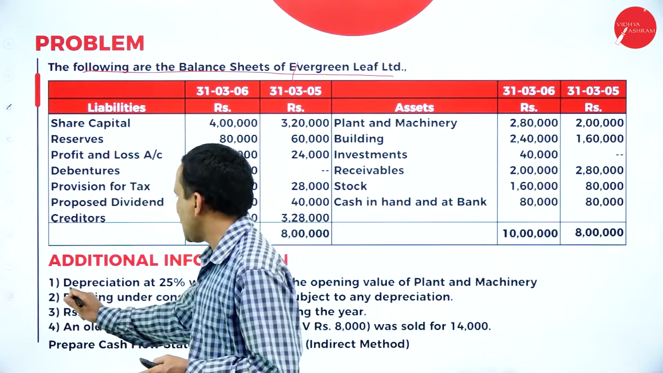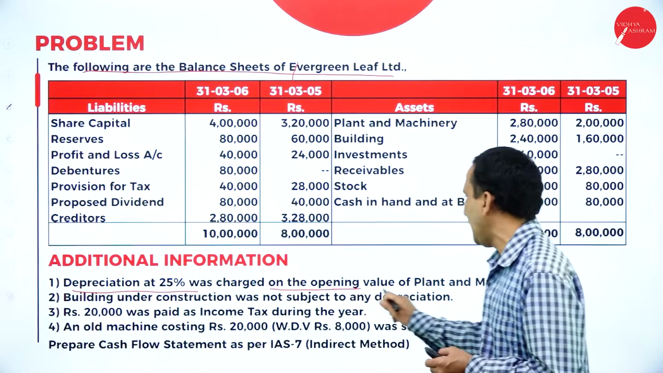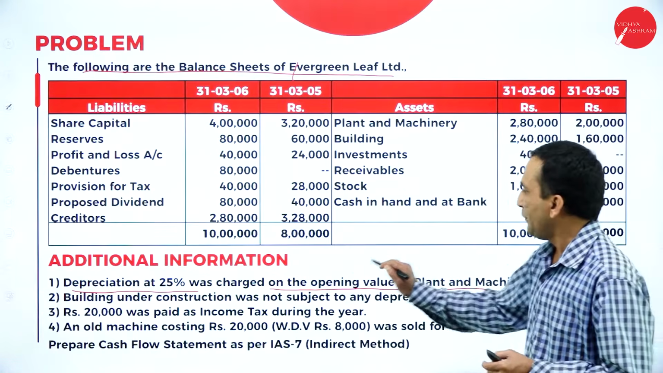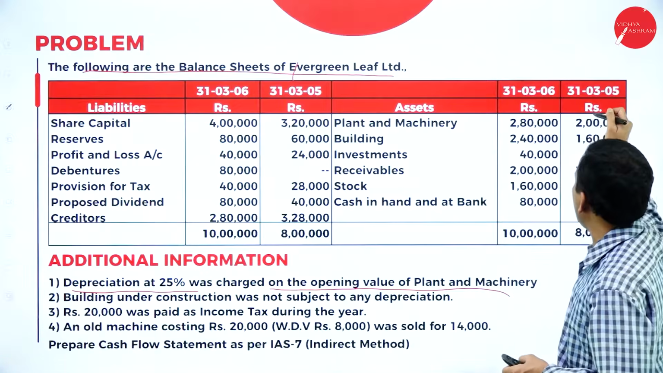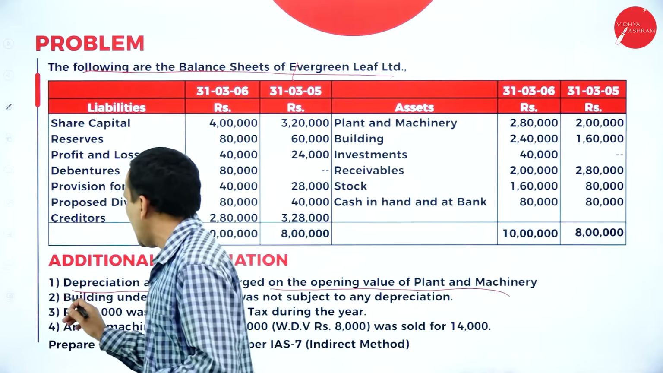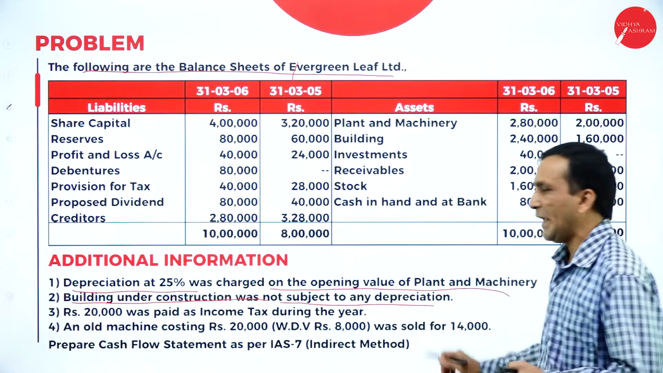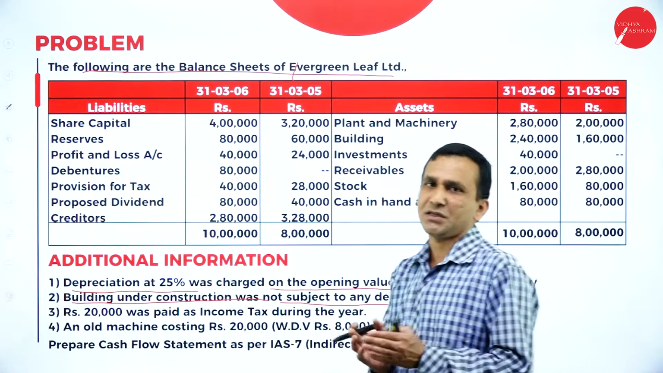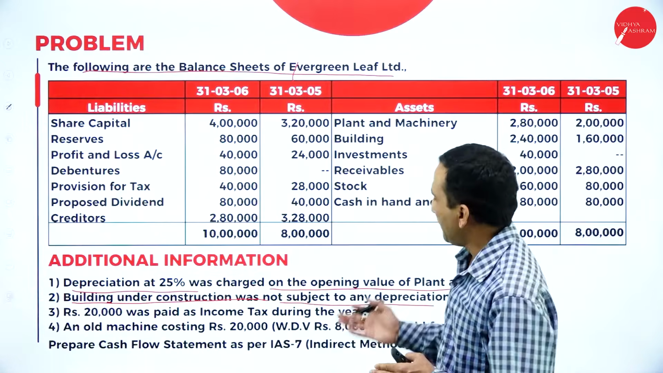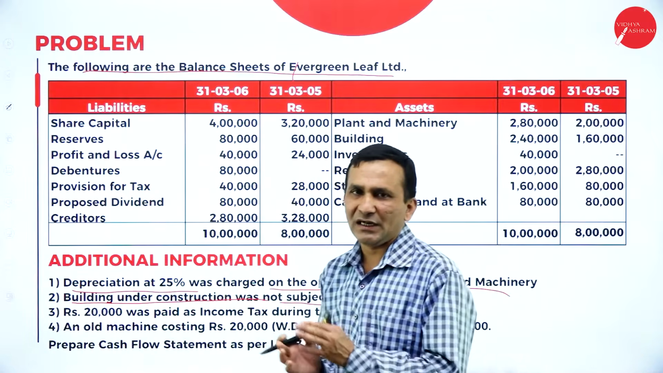The first one: depreciation at 25% was charged on the opening value of plant and machinery, which is applicable to the opening date. Two lakhs is given for plant and machinery. The second adjustment: the building under construction was not subject to any depreciation, because it is under construction. So there is no depreciation calculated for the building, but we can still find the difference.